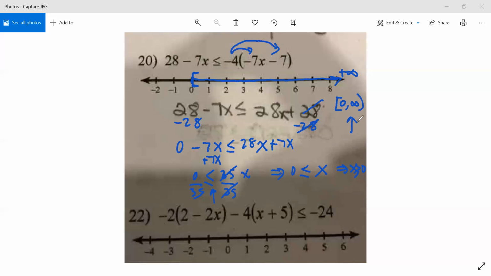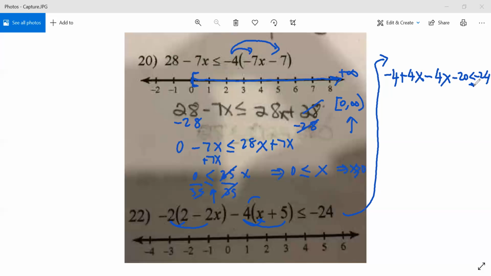Okay, now for 22, I'm assuming that you also have that question, so I'm going to solve it. So first, you will distribute the -2 and the -4 here to get rid of the parentheses. So -2 times 2, that's -4, plus 4x, minus 4 times x, that's 4x, and then -4 times -5, that's plus 20, less than or equal to -24.